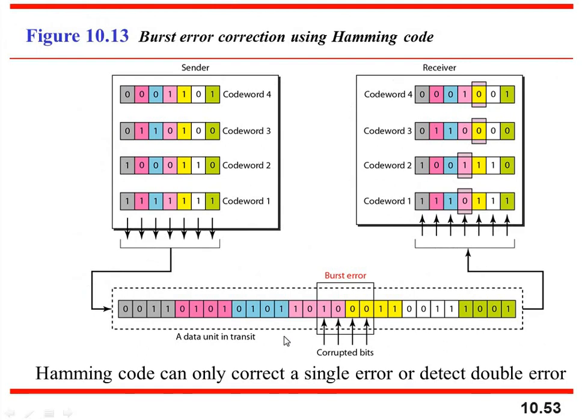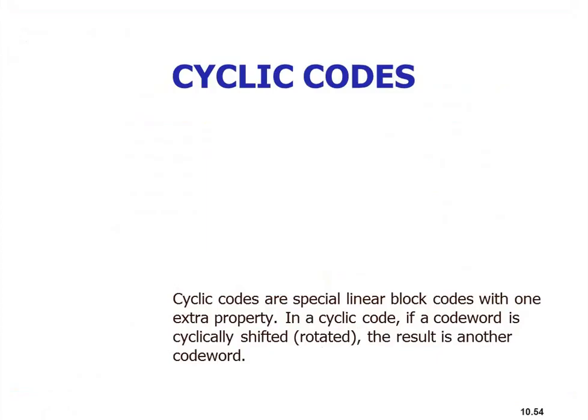Burst error, if a burst error occurs, what happens? The Hamming code can only detect a single error or detect a double error, but there is a problem. So we need to go for the next code that is called the cyclic code.